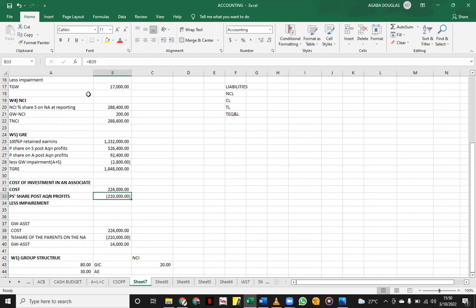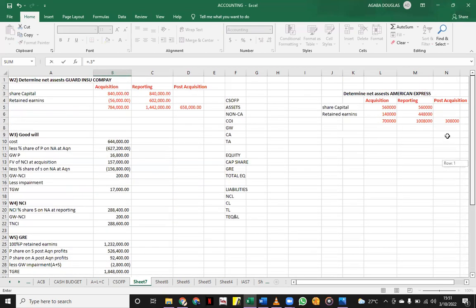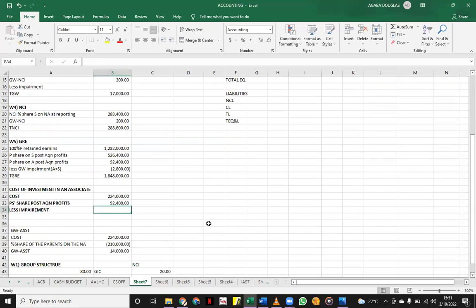But because it is negative, we simply need to feed it manually. So we'll simply come and then we still say equals to 30% times what we got here as our post-acquisition. And once that is done, we also say less the goodwill impairment of 2,800. Then we'll have our cost of investment in the associate as a summation.